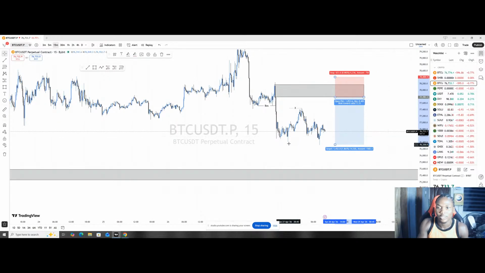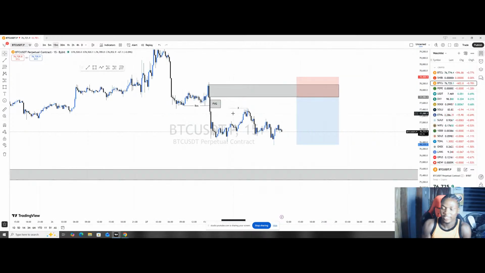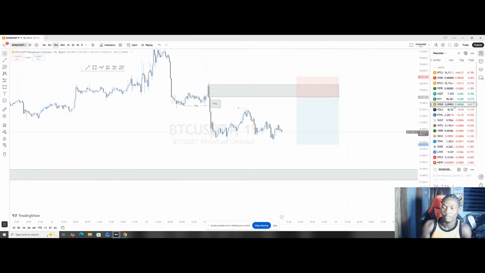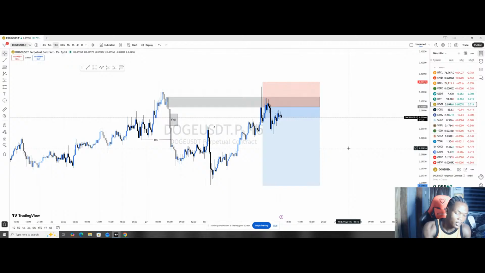This is actually a good trade for us to take. Now we have our fair value gap. Let me show you guys the analysis I did this morning when I woke up. This is actually the trade. I'm currently on this trade and we are actually making money. Let me show you guys.